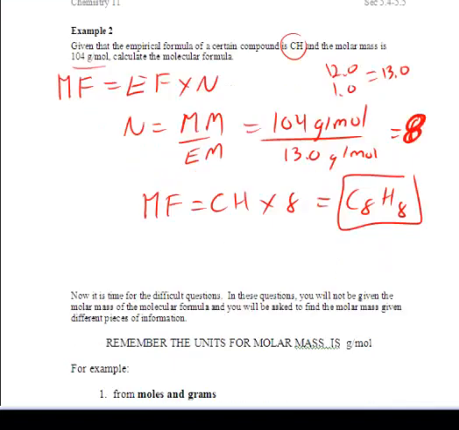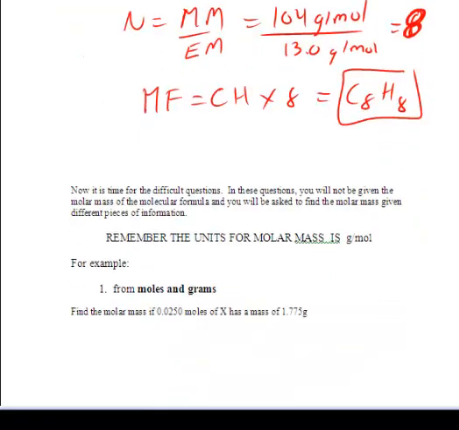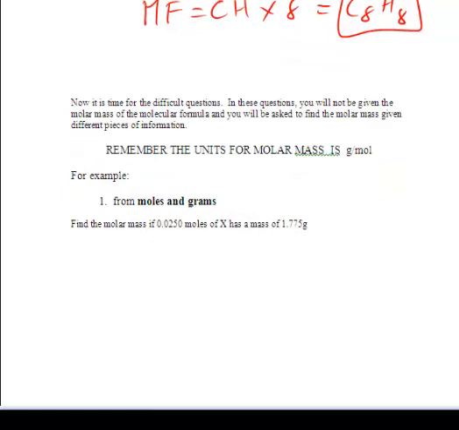Unfortunately, it's not always that easy. In those two examples, it gave us the molecular mass, the molar mass, but most of the time it's not going to do that. So what we're going to have to do is find it ourselves. But luckily, we know anytime we want to find the molar mass, and this is kind of what we've been focusing on, it's grams per mole. That's the unit. So as long as we can find grams and moles and divide them, we can have the molar mass. So here's an example.